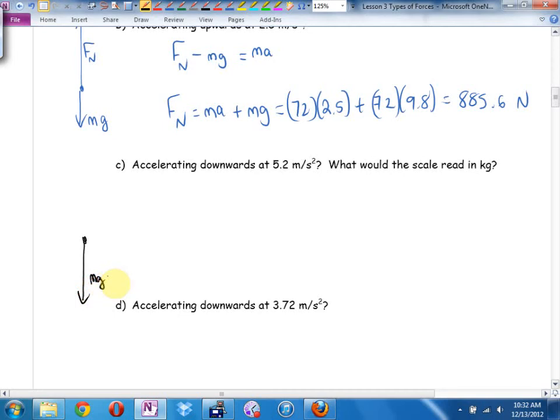Zach, is this person in free fall? They're in an elevator. Is this person in free fall? No. So there must be a force in the opposite direction. Is it bigger, smaller, or the same size as gravity? Which way is he accelerating?